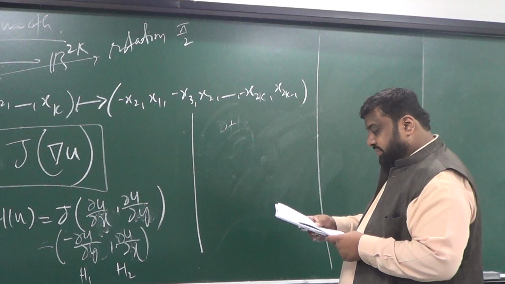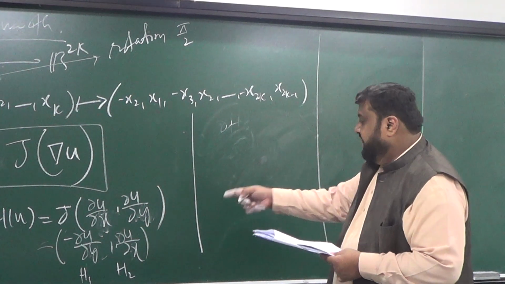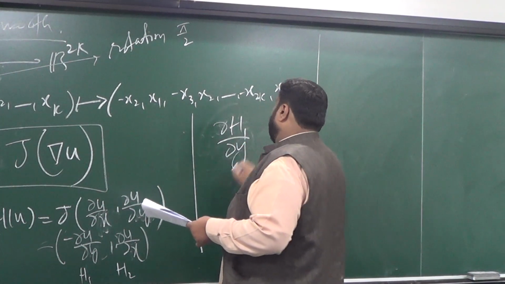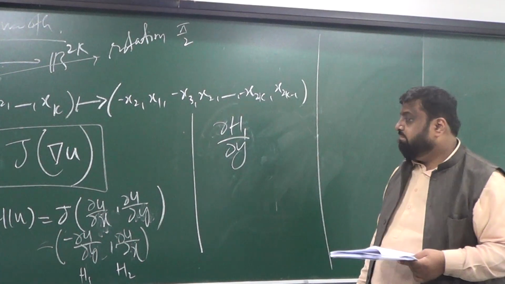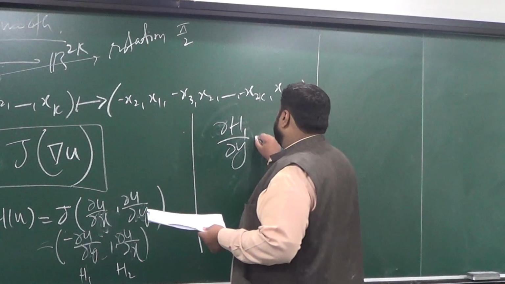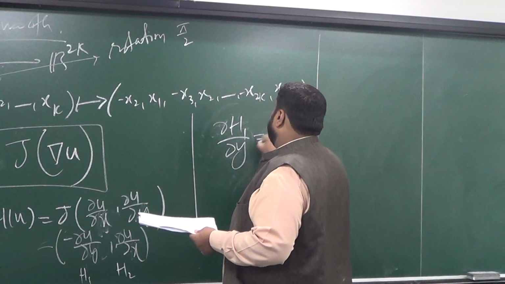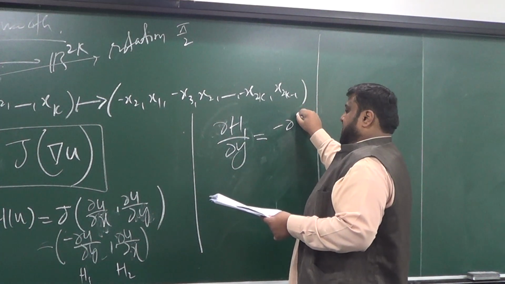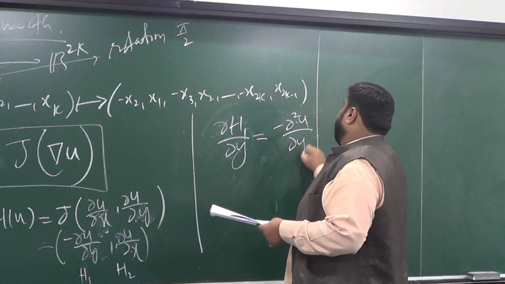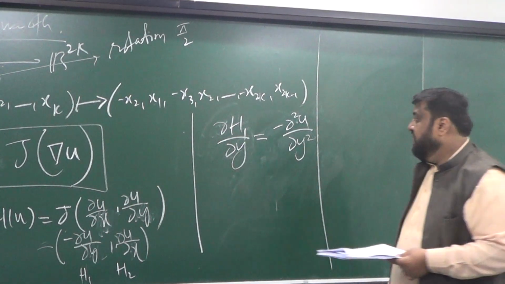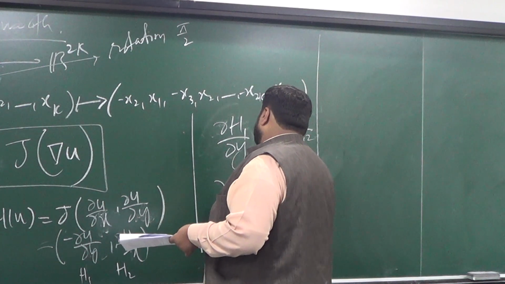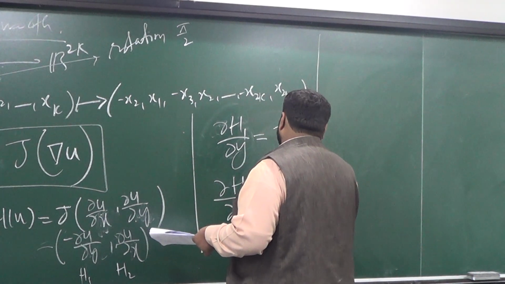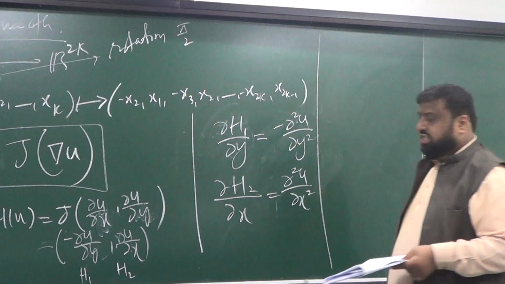So if I take this h1 and I differentiate it with respect to y, so the partial h1 by partial y, what would this be? So this is going to be minus partial 2u by partial y2, and partial, for example, h2 by partial x is partial 2u by partial x2.